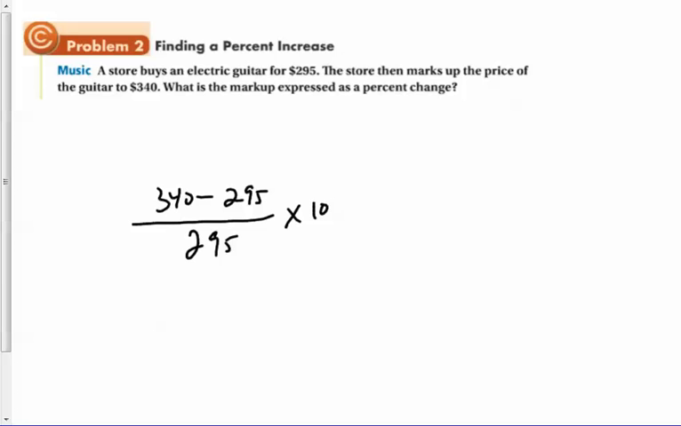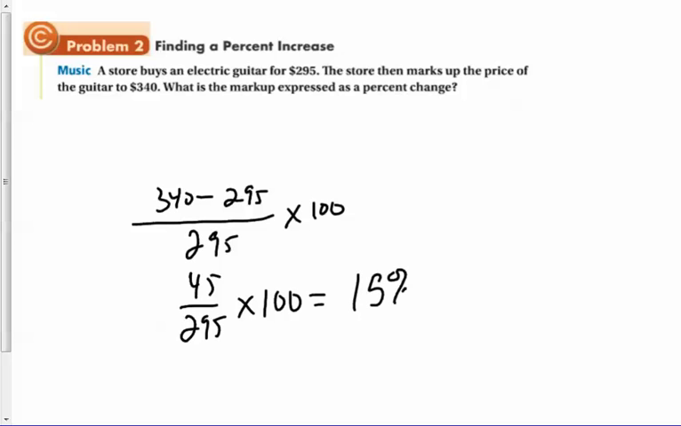Now I know this is going to be an increase because it's bigger, but 340 minus 295, well, that's 45. So I'm going to do 45 divided by 295, and then I times it by 100. If I do that, 45 divided by 295 times 100 is 15%. So this is a 15% markup on the price. Okay? So you have got it. Why don't you pause the video and do it.